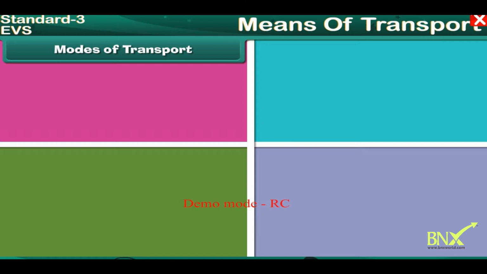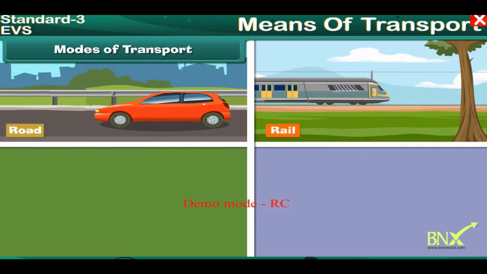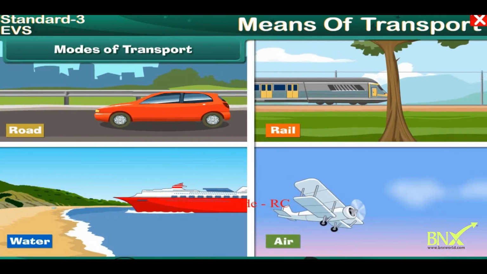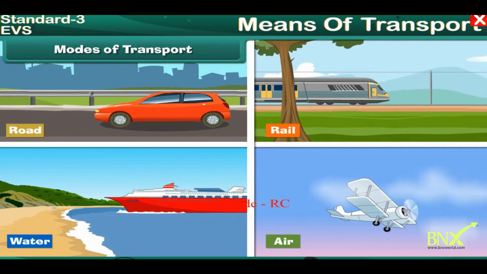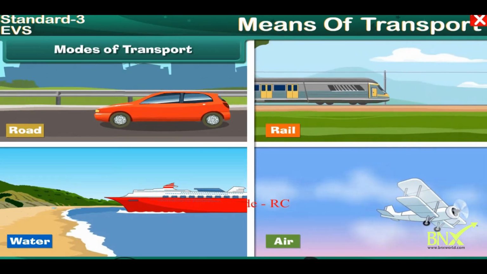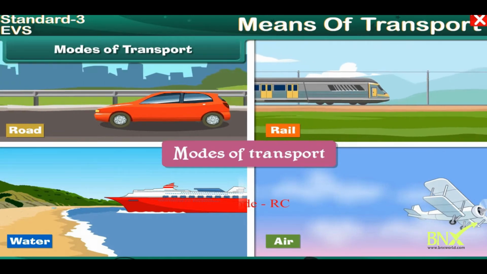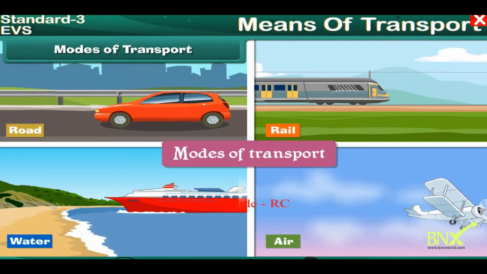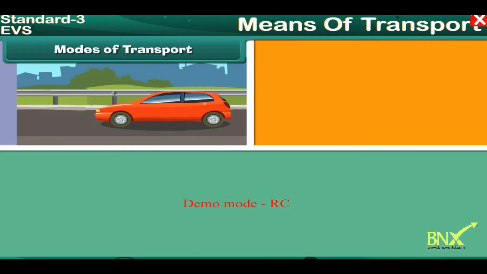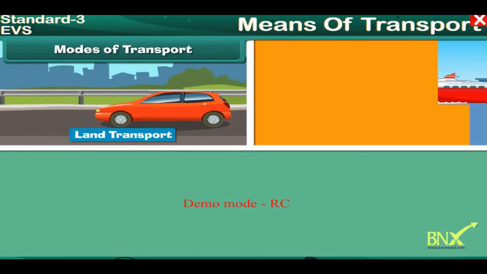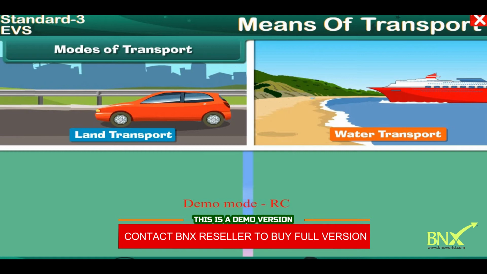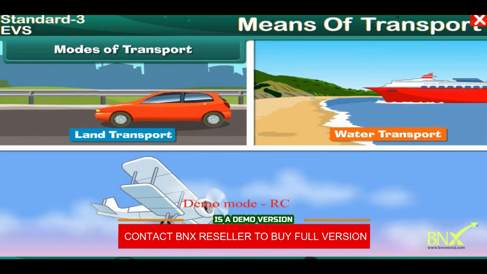Modes of transport. Goods, animals, and people can be transported by road, rail, water, or air. Different mediums used for transportation are known as the modes of transport. Modes of transport can be broadly divided into three categories: land transport, water transport, and air transport.